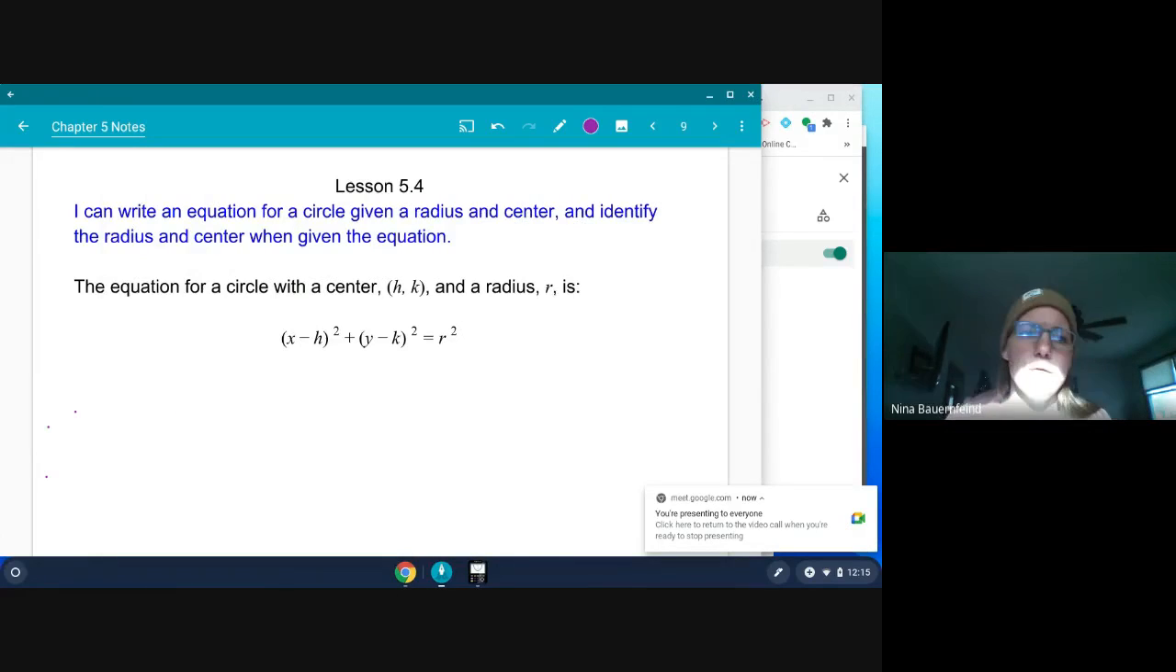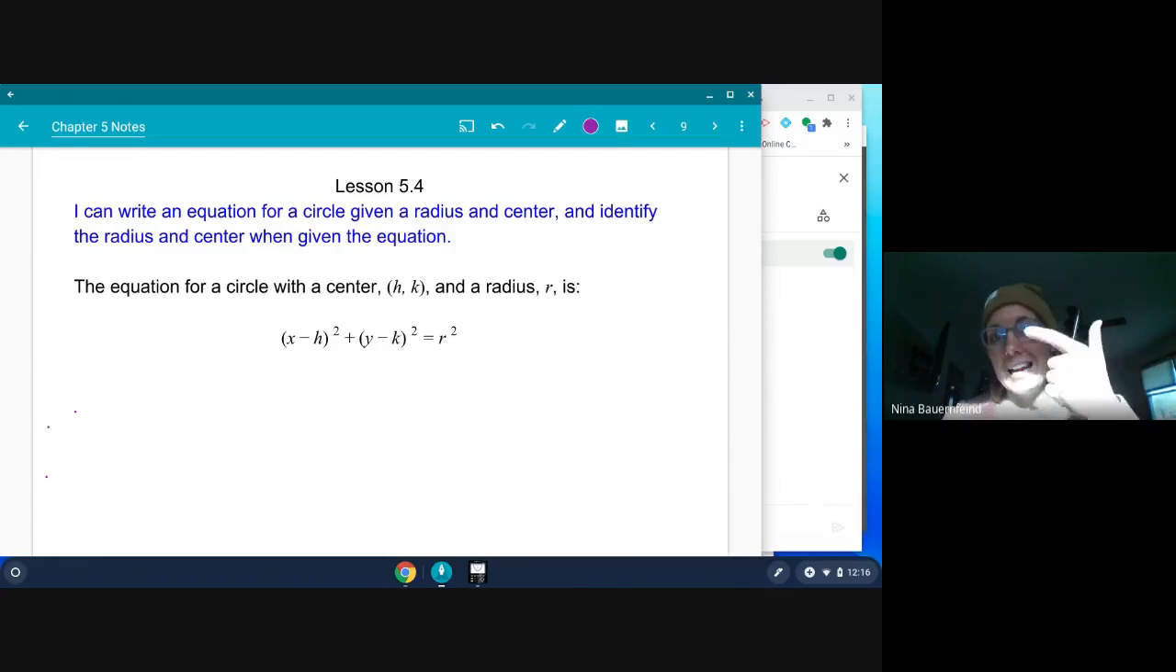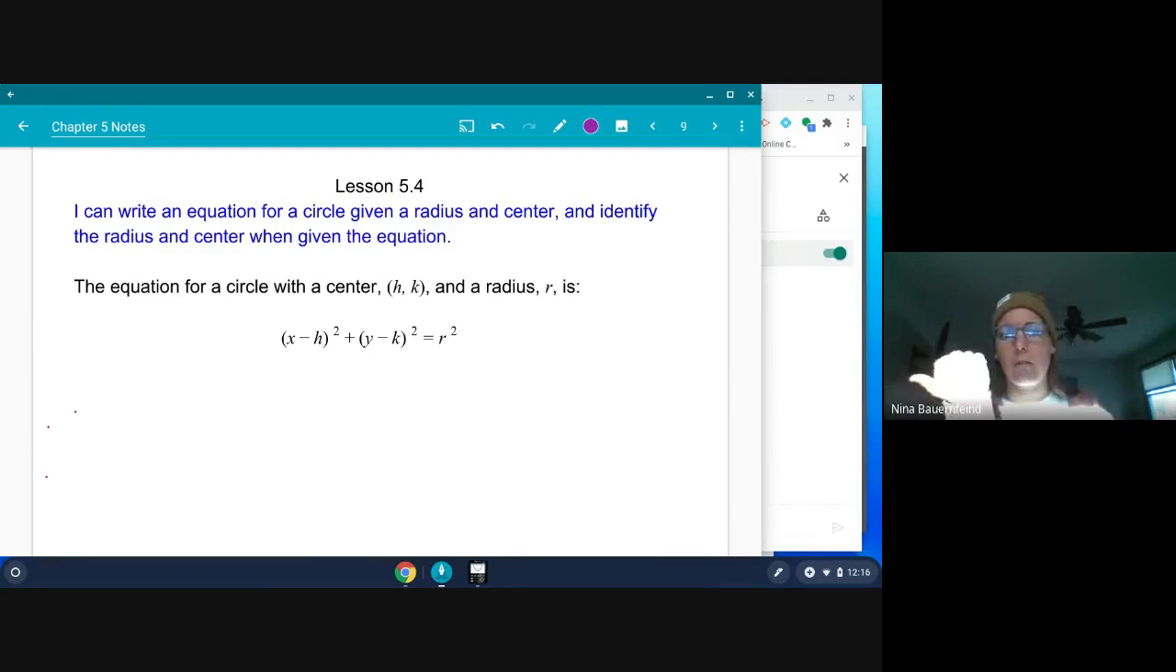So lesson 5.4, our learning target here is that I can write an equation for a circle given a radius and a center, and identify the radius and center when given the equation. So it means you can work forward and you can work backward. So here's the big stuff.